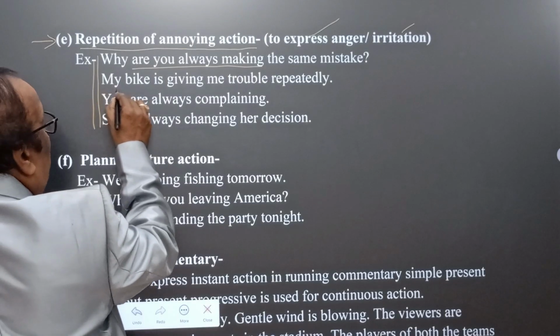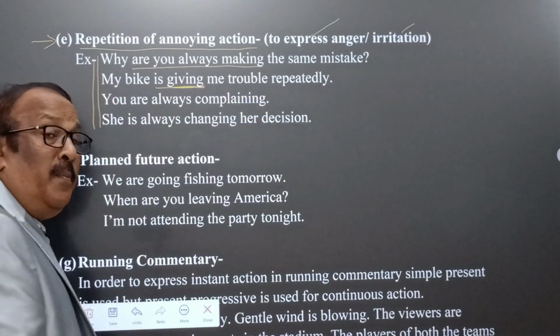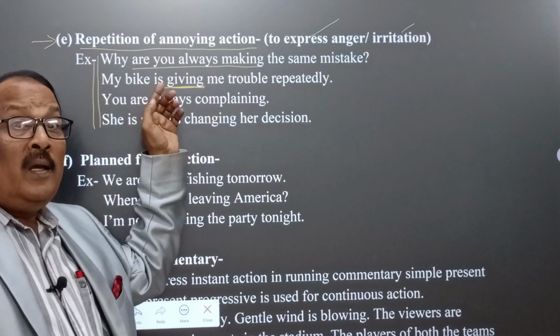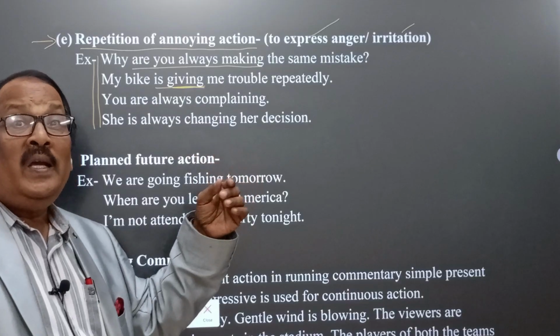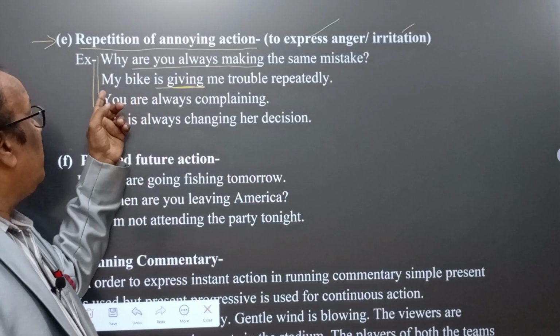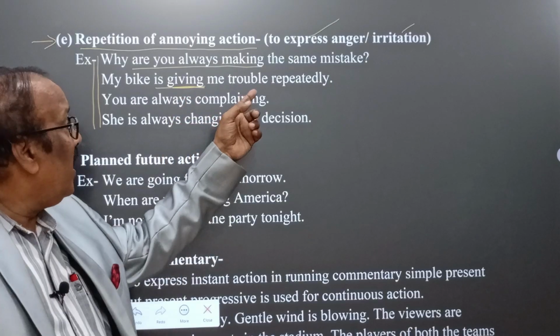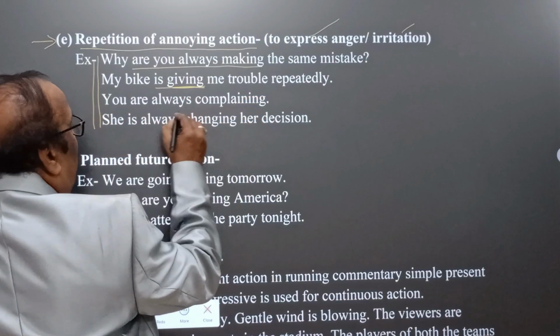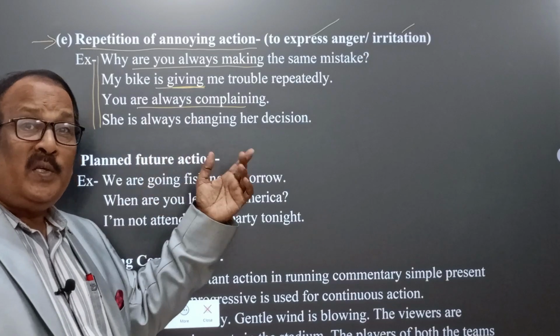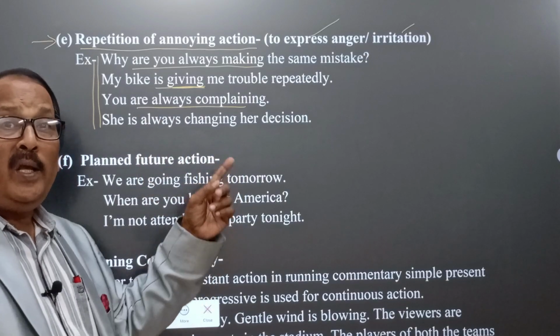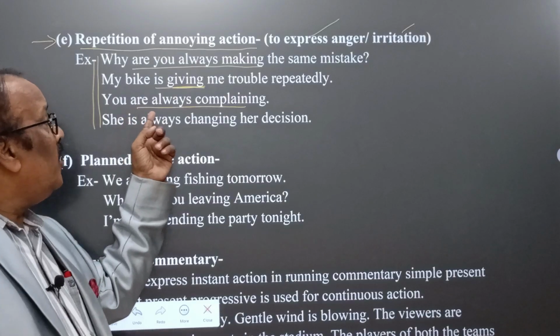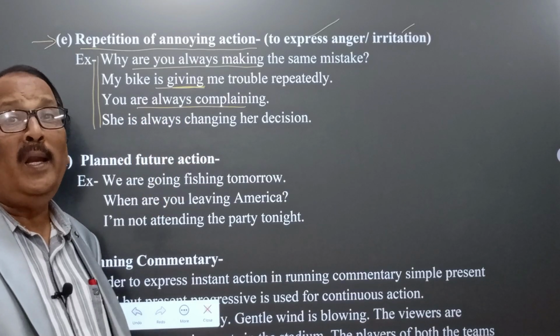The next idea, my bike is giving me trouble repeatedly. Here the speaker expresses his dissatisfaction in connection with his bike which is giving him trouble again and again. You are always complaining. The speaker expresses his annoyance or irritation in connection with someone's frequently complaining nature.